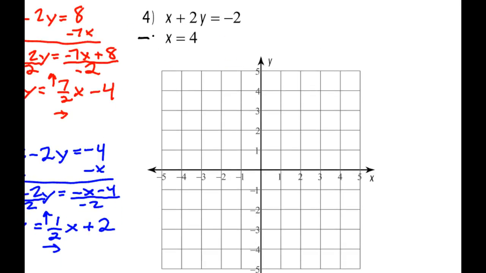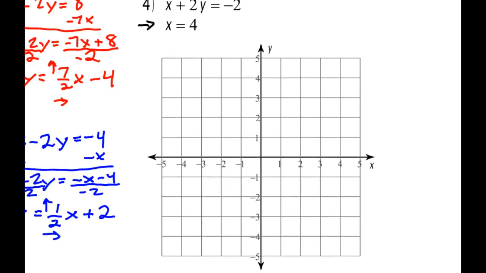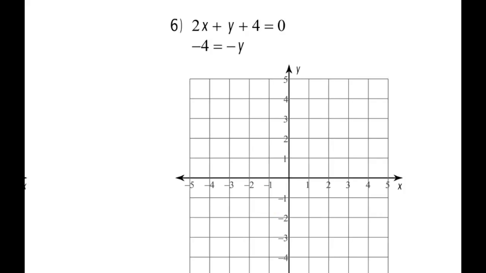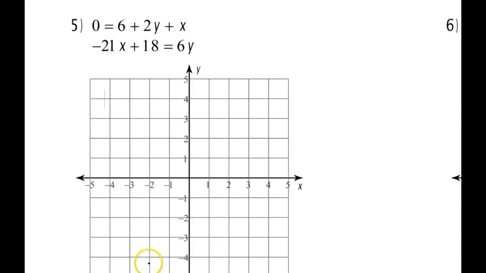Okay. On the back, what kind of line is this? X equals 4? Vertical line, yep. We gotta know, remember that? Let's see here. What kind of line is this? Horizontal, good. Here it's in no particular order. You have to still get it to be y equals.